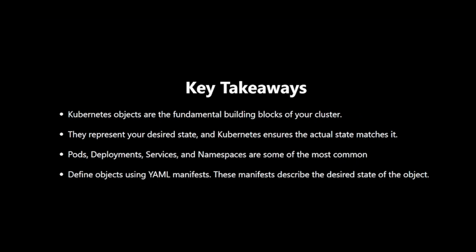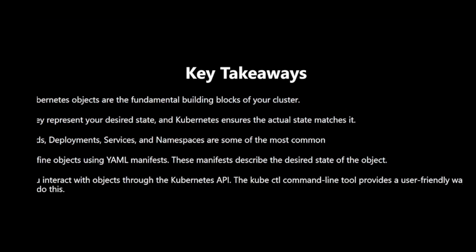You define objects using YAML manifests. These manifests describe the desired state of the object. You interact with objects through the Kubernetes API. The kubectl command line tool provides a user-friendly way to do this.